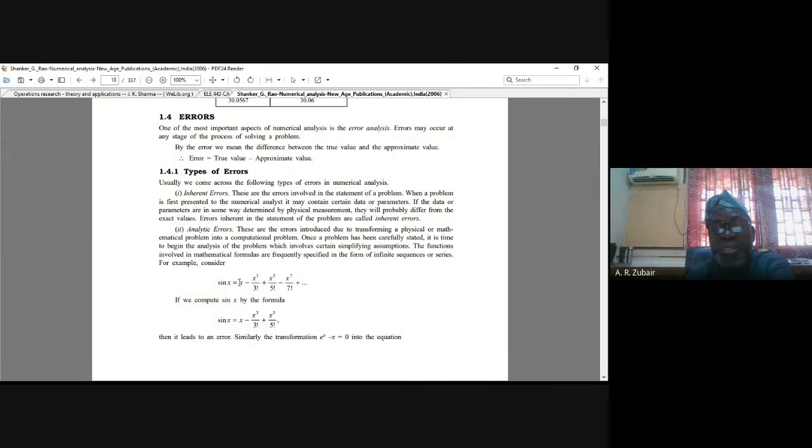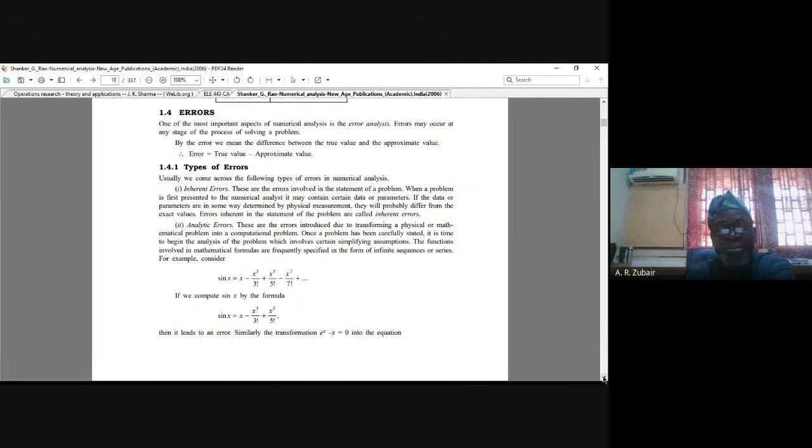If you can use all the terms up to infinity, there will not be error. But when you cut short, there's going to be an error. So the value you are going to get there is going to be different from the actual value of sine x. That error is known as analytic errors.